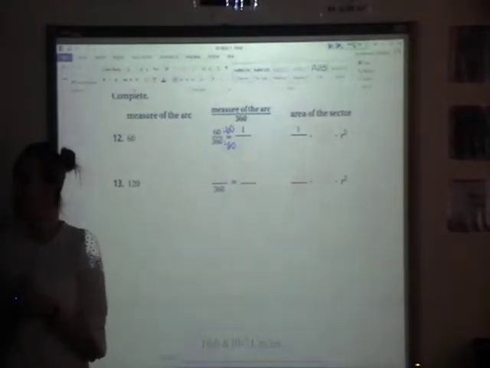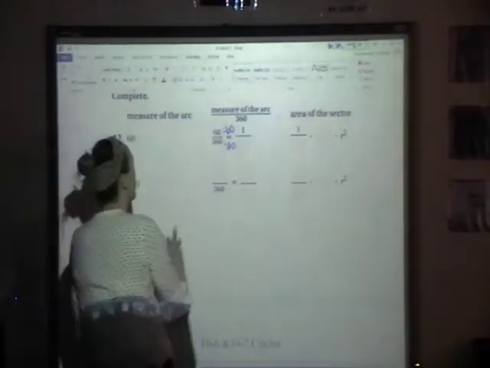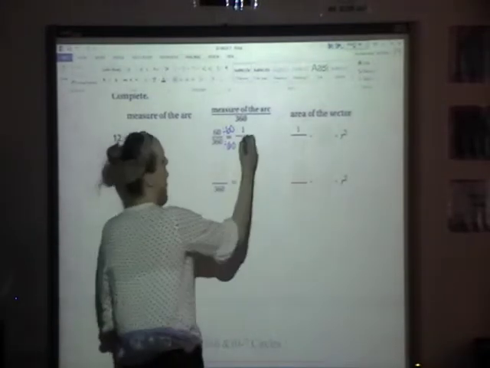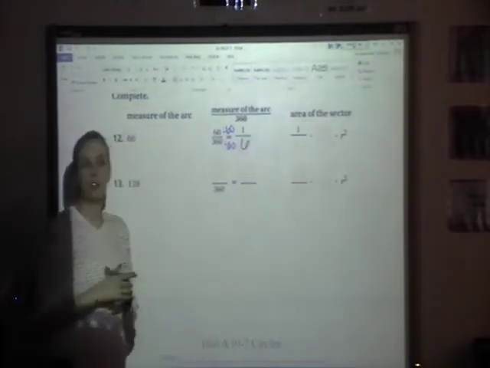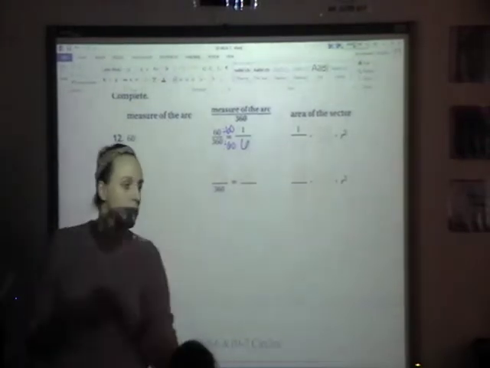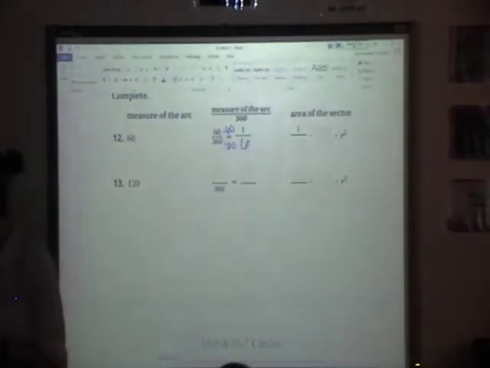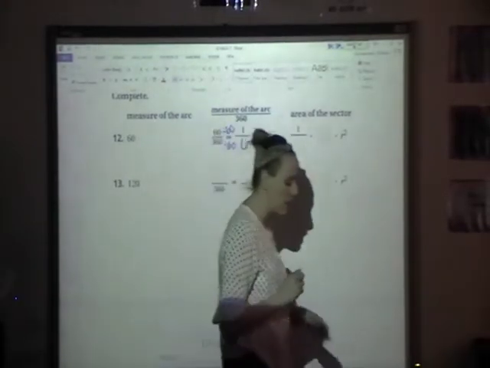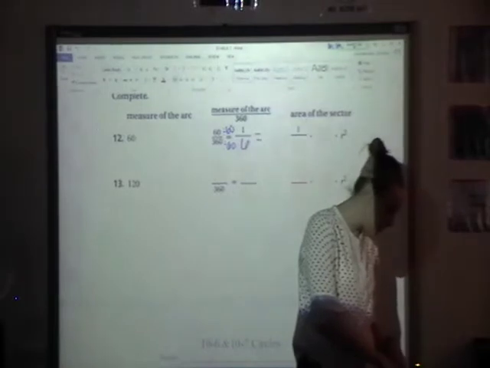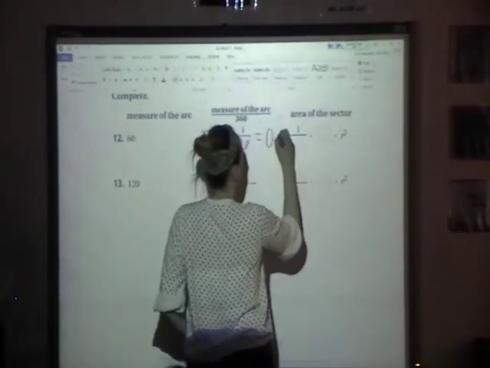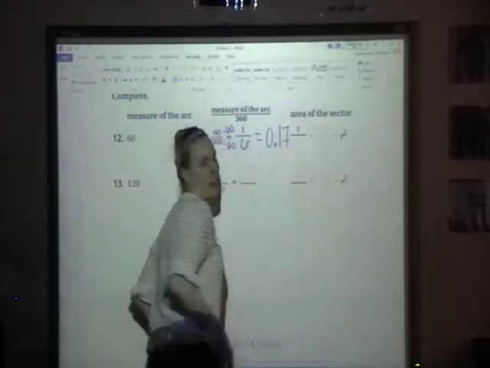60 divided by 60 is 1. And 360 divided by 60 is? Yes, so we get 1/6. However, when I'm asking for it, I want you to actually simplify that out. So what I actually would want is 1 divided by 6. So we're going to take that a step further, 1 divided by 6, which is 0.17. And that is rounded.